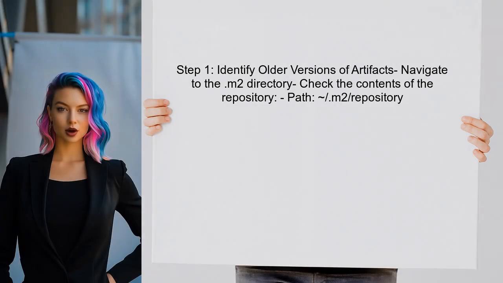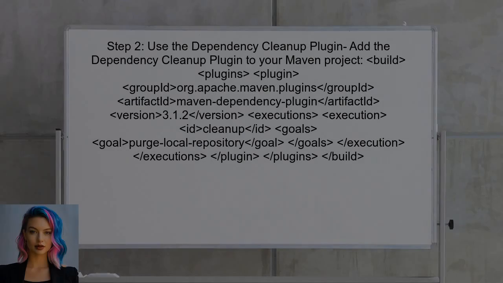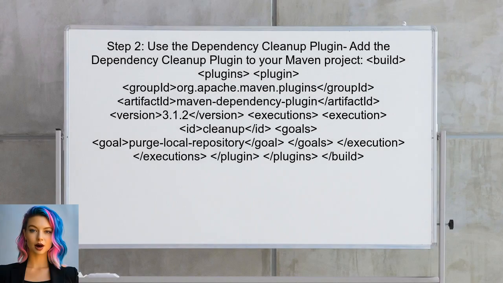To begin cleaning up the local Maven cached artifacts, the user should first identify the older versions of artifacts in the .m2 repository. This can be done by navigating to the .m2 directory and checking the contents of the repository. Next, the user can utilize a Maven plugin called the Dependency Cleanup plugin. This plugin helps in removing unused dependencies and can be configured to keep only the latest versions of artifacts.